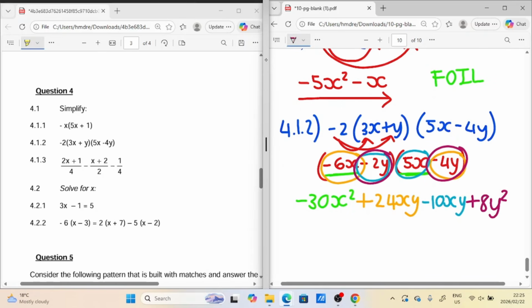And then we can simplify a bit further. We can do these middle terms a bit more. So we're going to get minus 30x squared. Can't do anything with that. 24xy minus 10xy is going to give us 14xy. Add 8y squared. And that is as far as we can go in simplifying that one.